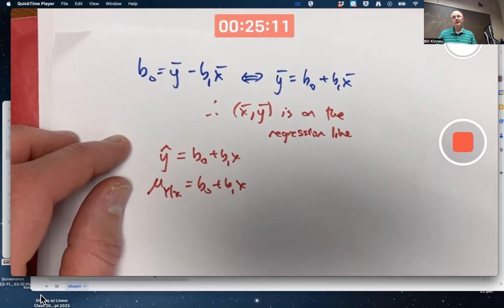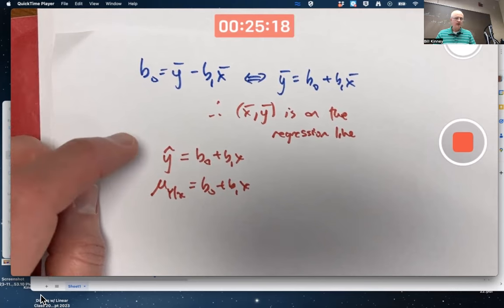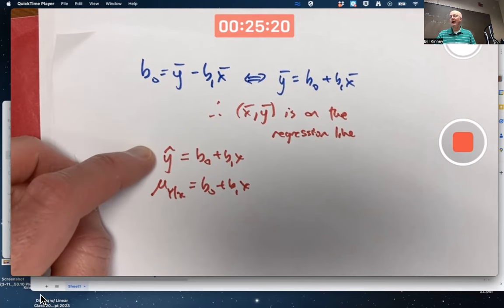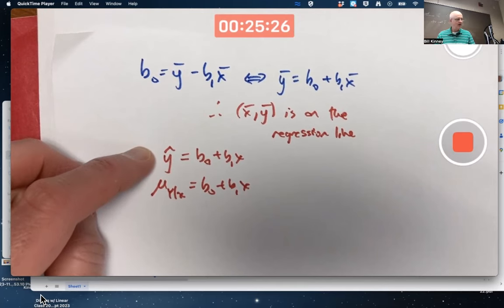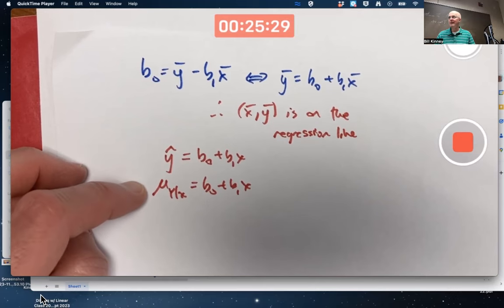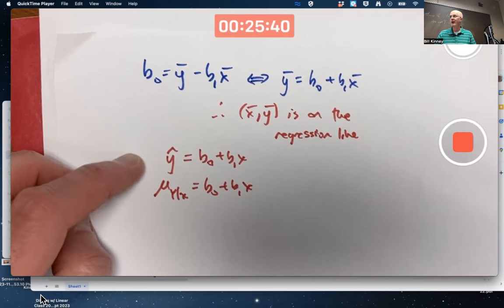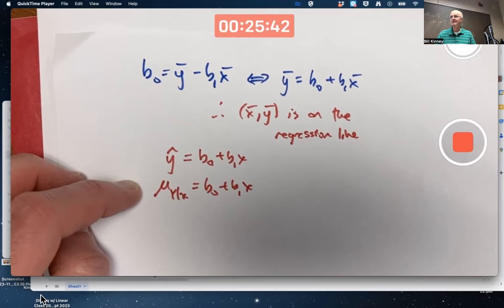Why do we have two different ways of writing it? The 2 different ways of writing it emphasize the 2 different uses of the regression line. When we write it this way, we're emphasizing that we use the regression line to predict or estimate a value of y when we know x. When we write it this way, we emphasize the fact that we can think of the regression line as being used to predict the mean of the y's when we know x. Both applications of the regression line equation are valid.